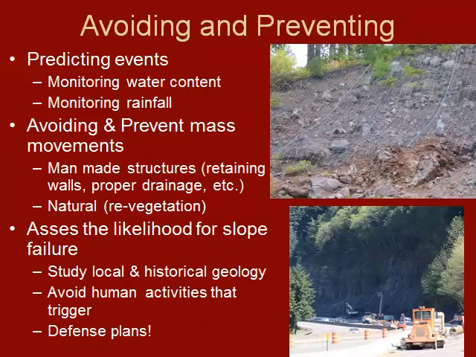So how do we prevent these? Well, we prevent them by trying to predict the events. We monitor the water content that might be present and monitor rainfall. In this area, that's the most common trigger for these mass wasting events. Knowing the geology of the area. So do you have a really steep slope? Has there been construction recently in an area? Has there been mass wasting events in this location in the past? Those are all major things to look for. So don't build in an area that has high risk. That's a big thing to look for.